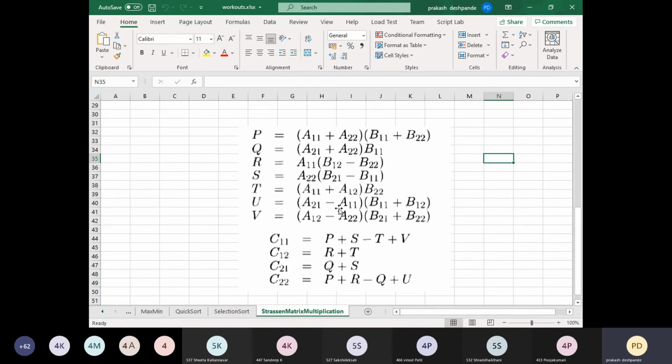So make it a power of 2 matrix, then perform the division, dividing the matrices into 4 different quadrants in such a way that you arrive at a sub-problem of order 2 cross 2. Once you arrive at a 2 cross 2, solve those particular matrices using these formulas and then combine the results.